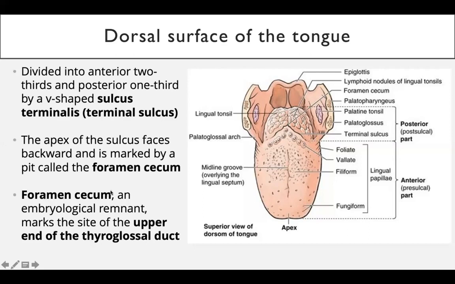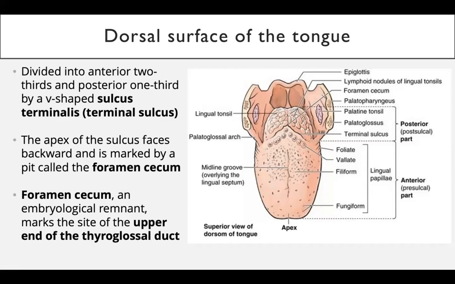So the foramen cecum is an embryological remnant marking the site of the upper end of the thyroglossal duct. During embryological development, the thyroglossal duct forms and then degenerates to form the foramen cecum. And this foramen cecum is basically the upper end of the thyroglossal duct.